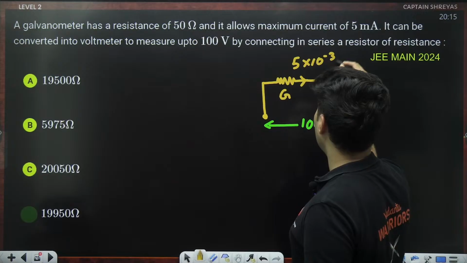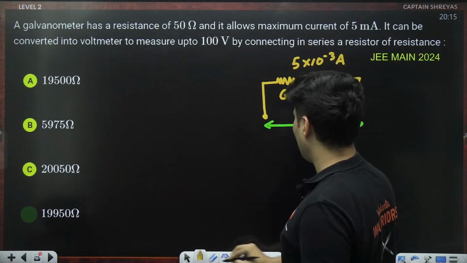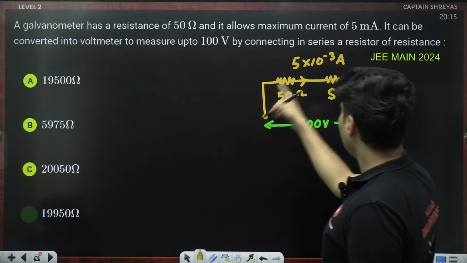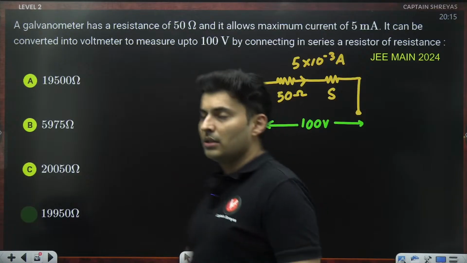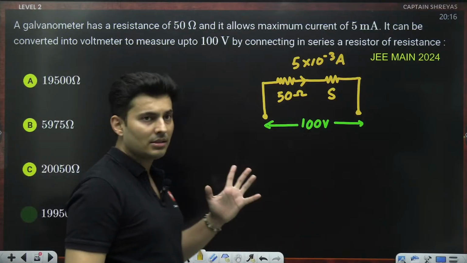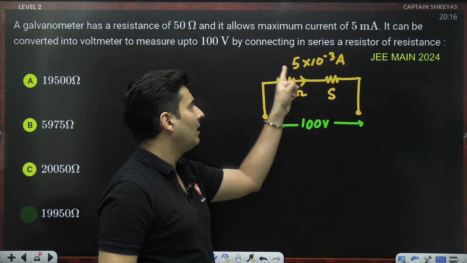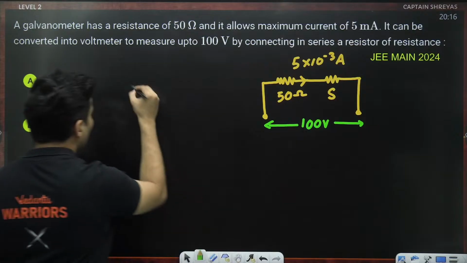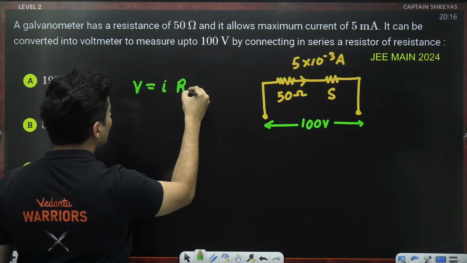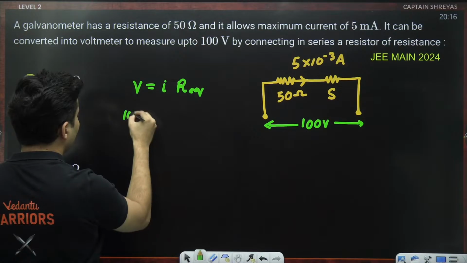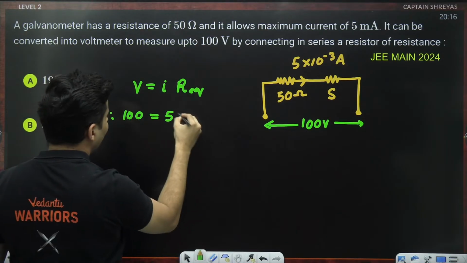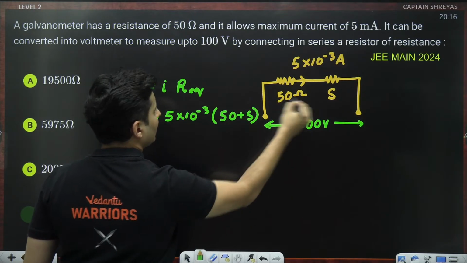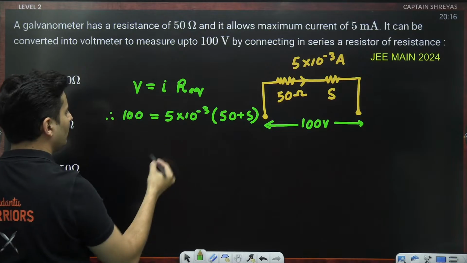That means 5 into 10 to the power minus 3 amperes. The resistance of the galvanometer is given as 50 ohms. Both these resistors are in series, so the equivalent resistance will be this plus this. This total resistance allows this much current for a voltage drop of 100, so simply use voltage equals current into equivalent resistance. The voltage is 100, current is 5 into 10 to the power minus 3, and resistance is 50 plus S, since they are in series.